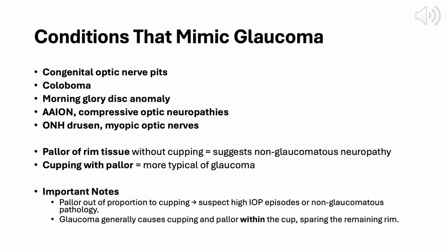Examples include congenital anomalies like optic nerve pits, coloboma, and morning glory disc anomaly. Other conditions like ischemic optic neuropathies like AAION, compressive lesions, and optic nerve head drusen may show pallor or disc elevation, but with a very different underlying mechanism.